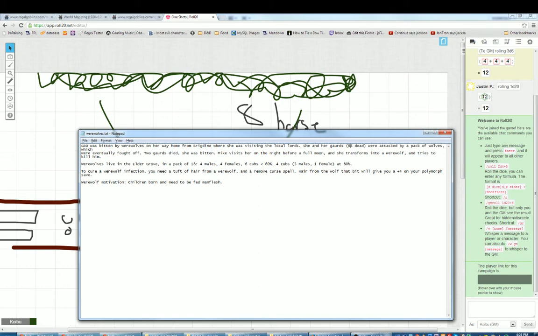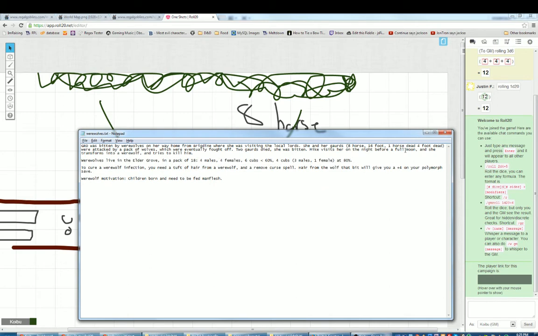Well, let's say a horse, 16 foot, 1 horse dead, 4 foot dead. Were attacked by a pack of wolves, which were eventually fought off. Blah blah blah blah blah. Perfect.